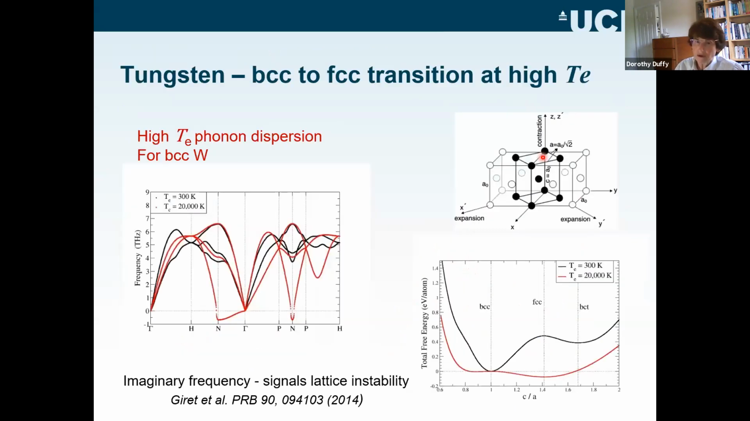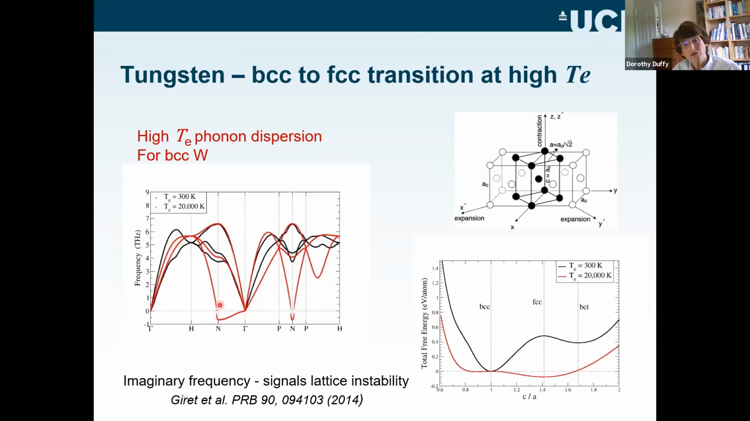So we then moved on to tungsten. Clearly tungsten is a very important metal. It's used in lots of extreme conditions, especially things like fusion reactors. So first of all we decided to look at the phonon dispersion for tungsten, and this came up with a bit of a surprise. The black line here is the ground state, the 300 Kelvin dispersion curve, which agrees very well with the experiment. But the red lines are the same thing done at 20,000 Kelvin.